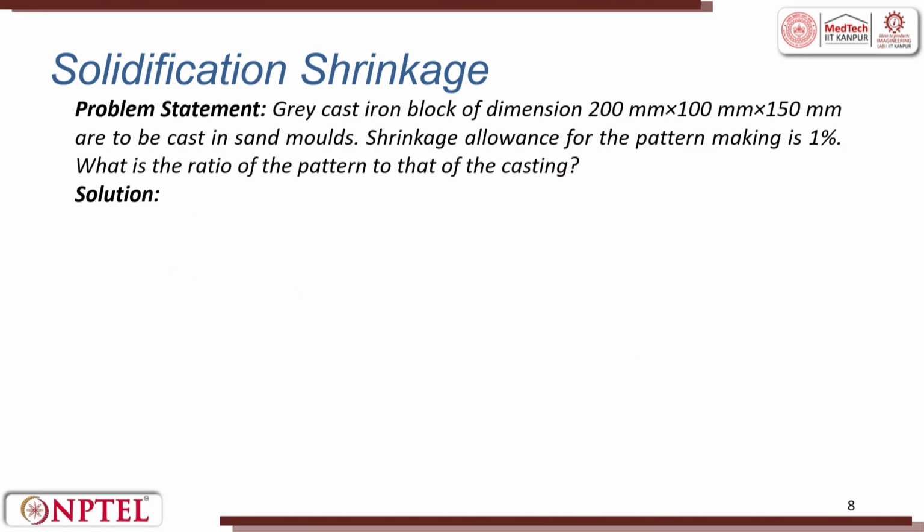Another problem statement says: a grey cast iron block of dimension 200 millimeter into 100 millimeter into 150 millimeter is to be cast in sand molds. Shrinkage allowance for the pattern making is 1%. What is the ratio of the pattern to that of the casting? So, it is given here the shrinkage allowance, 1%, with which we have the dimensions.